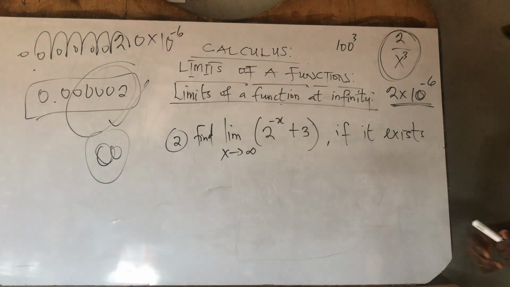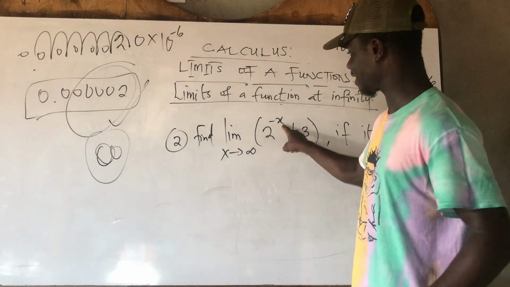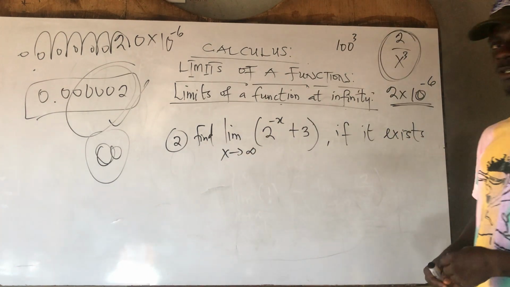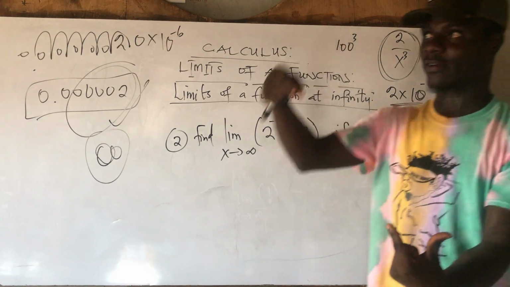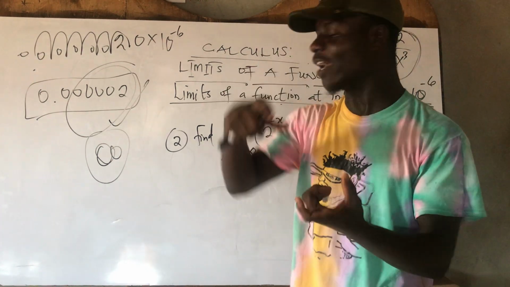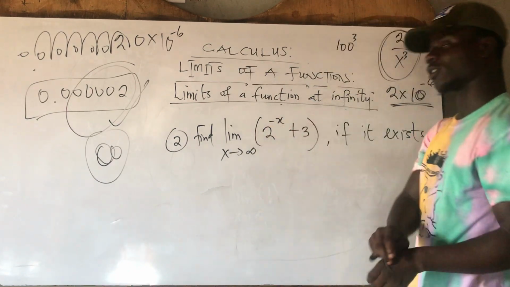So now let's see what will be the behavior of this function as this value x approaches infinity. For the first example, we had the limiting value to be 1, right? So now let's see the limiting value. What will be the value as x approaches infinity of this function?